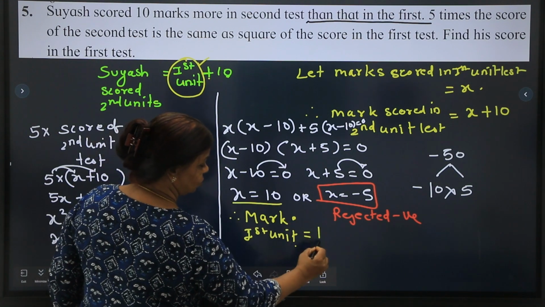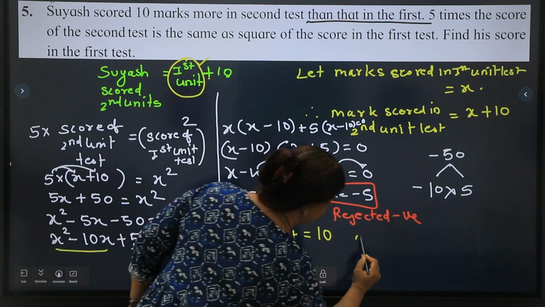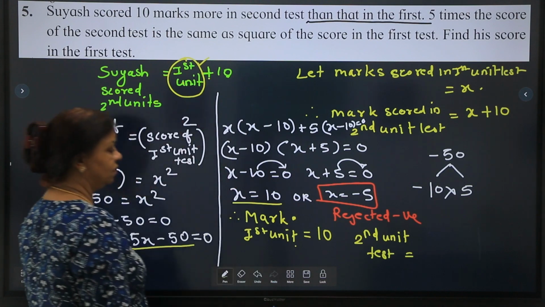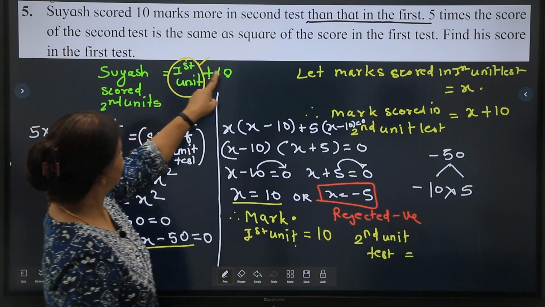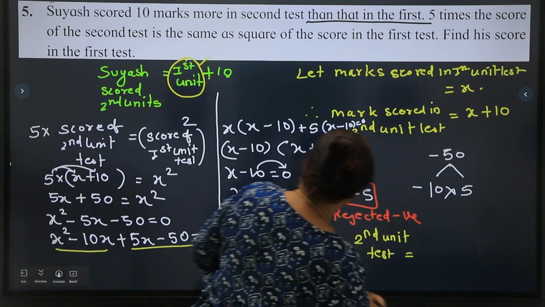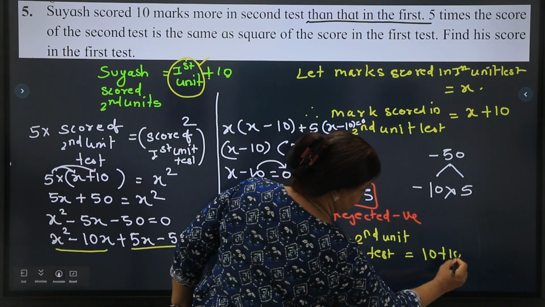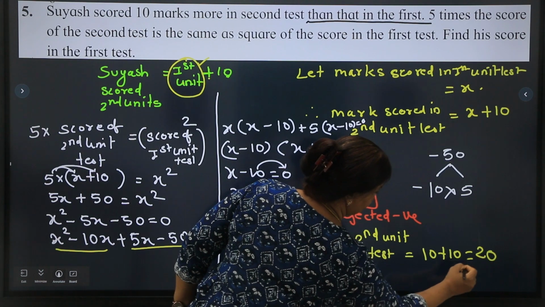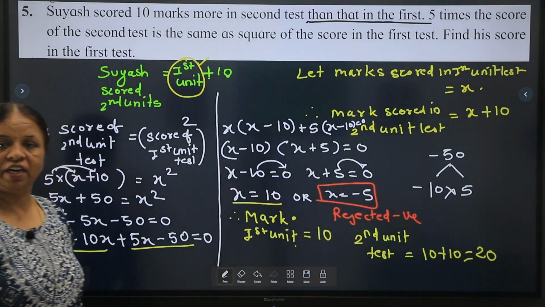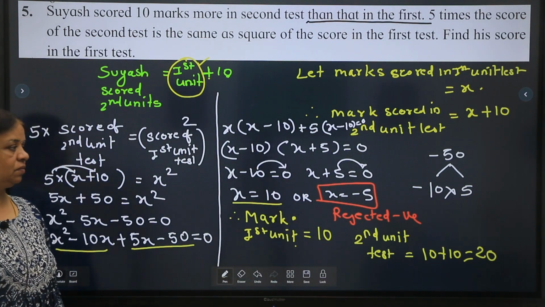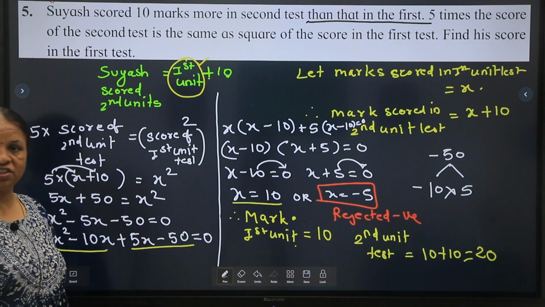X is 10, na? So 10, and in the second unit test the marks will be x plus 10, na? And how much is the value of x? 10 plus 10, which is equal to 20. So you can pause the video, children, and you can solve the sum. Let us move to the next question, children.